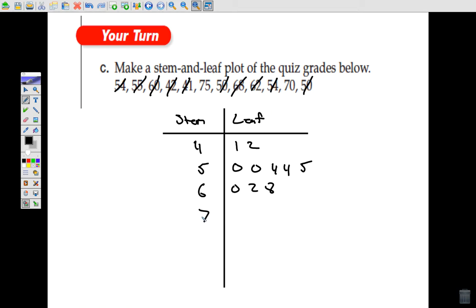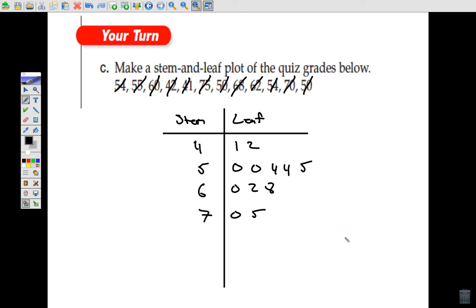And then I jump up to my 70s. I have a 70 and a 75. Okay? So if you tried this and then came back to the video, hopefully this is what you ended up with. Stem and leaf plot.